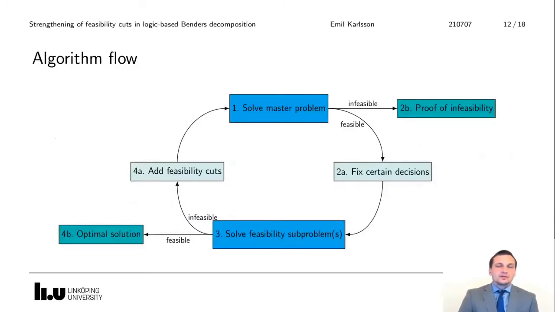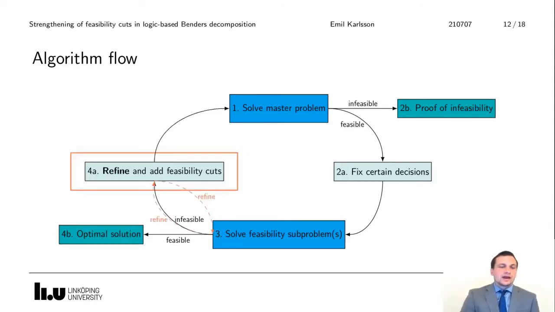If we look at the algorithm flow for this type of decomposition in general, it first starts with solving a master problem. If the master problem is infeasible, we have a proof of infeasibility. But if the master problem is feasible, then we can use it to fix certain decisions before entering the subproblem. The subproblem, as I said earlier, is of feasibility type, given this problem structure. And if the subproblems are feasible, then we have arrived at an optimal solution to this instance. But if one or more of the subproblems are infeasible, then we have feasibility cuts that we can add. And then we resolve the master problem to get the new solution and the new iteration of this scheme.